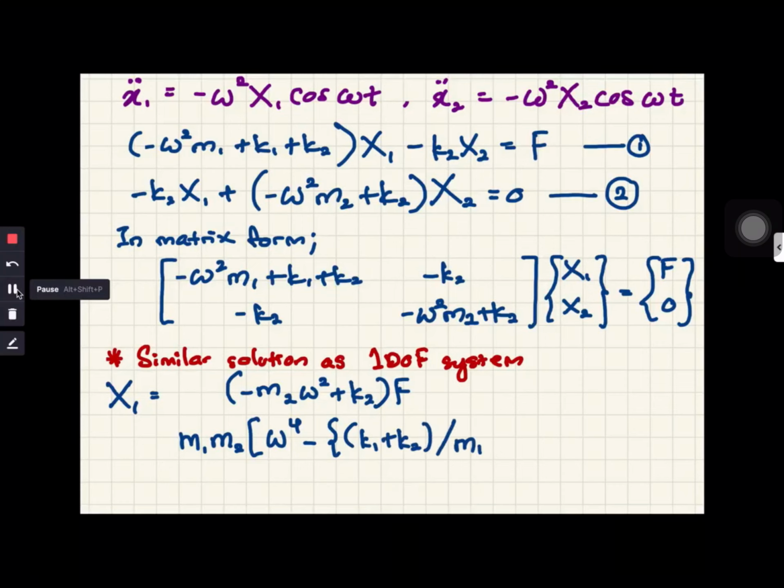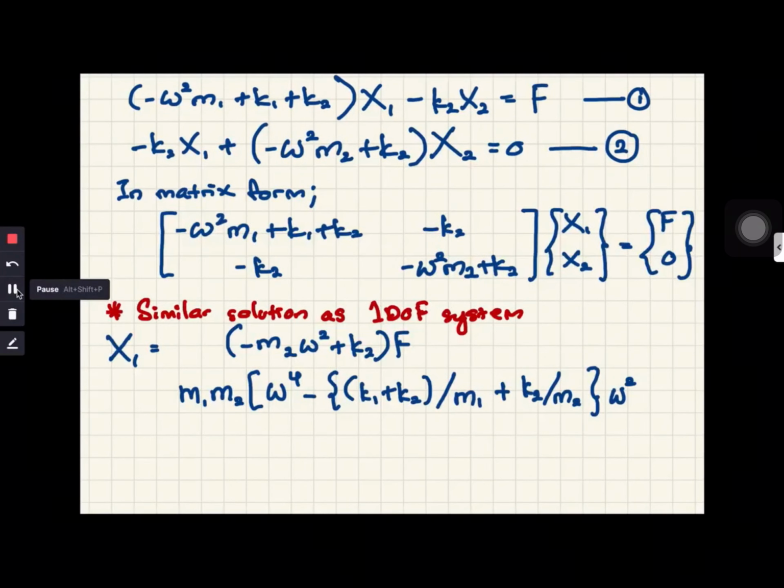over m1 plus k2 over m2. Everything here we multiply with omega squared. I'll continue down here. I hope you can see this. Plus k1 is a bit long, so please be patient, m1 m2.